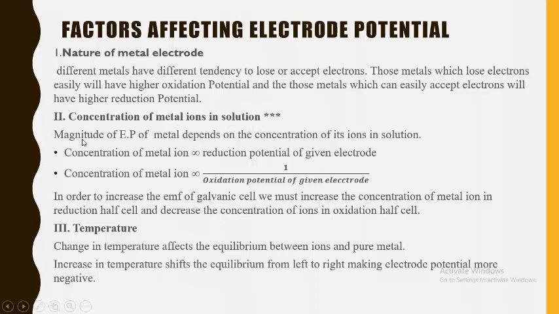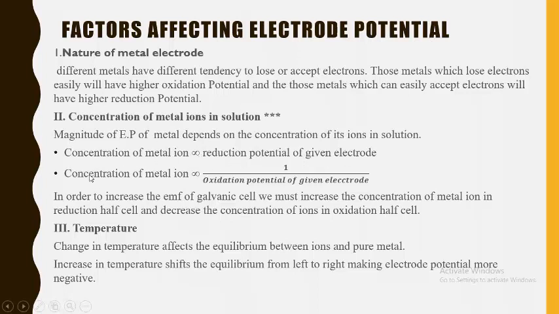Magnitude of electrode potential. How much is the electrode potential? Higher or lower depends on the concentration of ions in solution. When we talk about the concentration of metal ion present in the solution, it will be directly proportional to the reduction potential of the given electrode. The more the concentration of metal ion present in the solution, the higher the reduction potential of the given electrode.